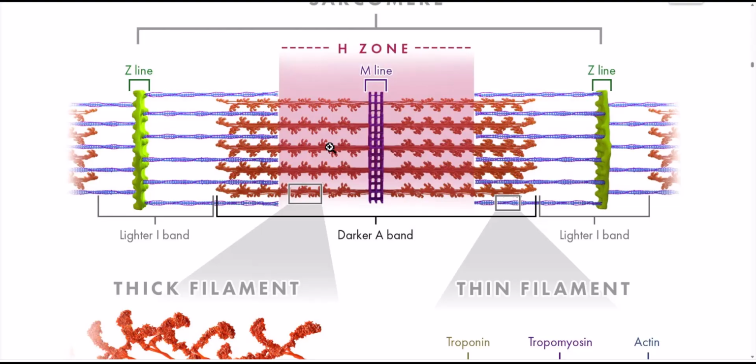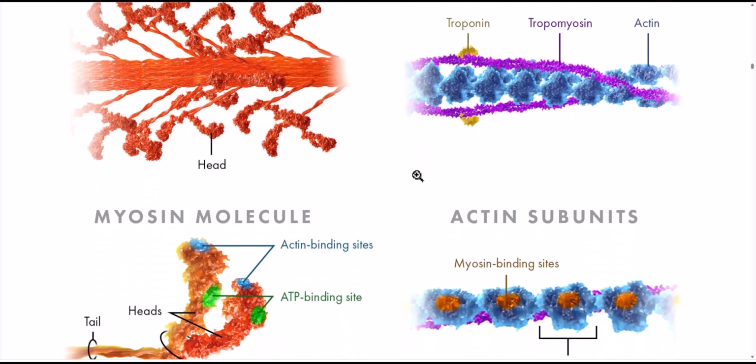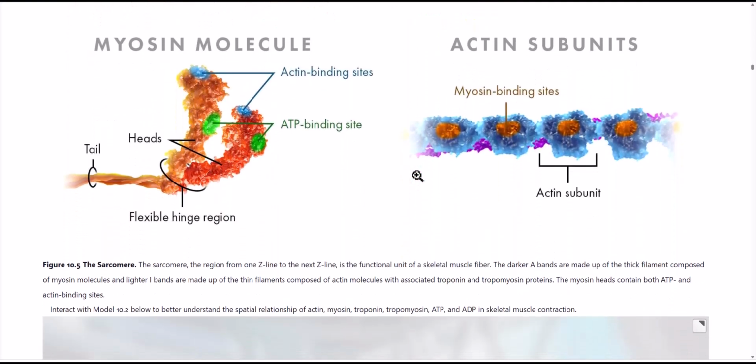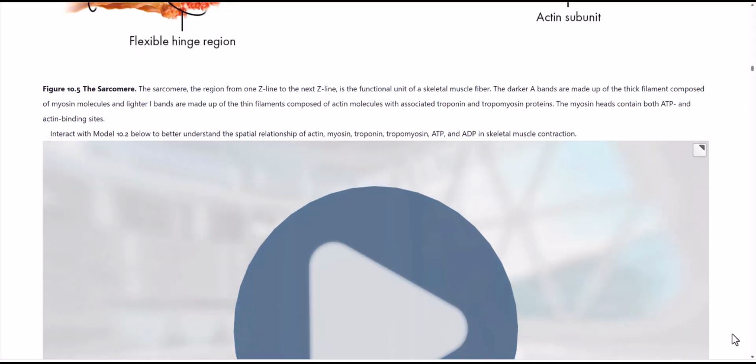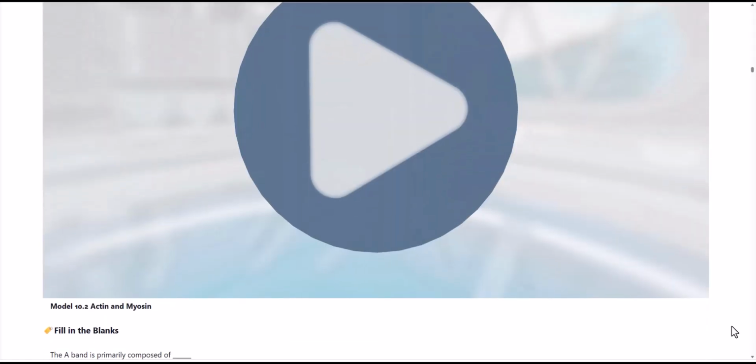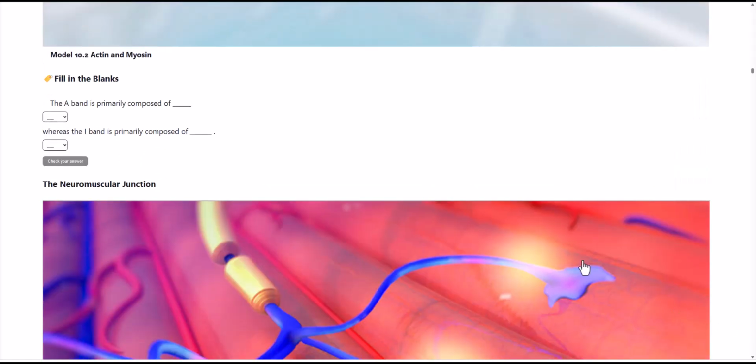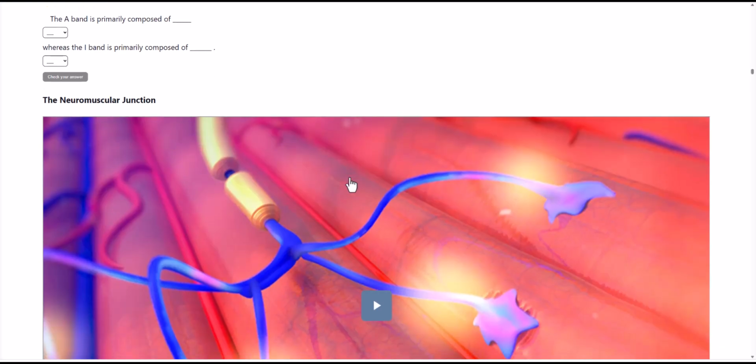You'll hear about the sliding filament theory as the way in which muscles contract. Sliding filaments: what they're talking about is these sliding myofilaments, the actins and myosins, sliding over each other to contract the muscle. So definitely watch the animation. It'll really assist you in appreciating how this works. And then we're going to stop right here.